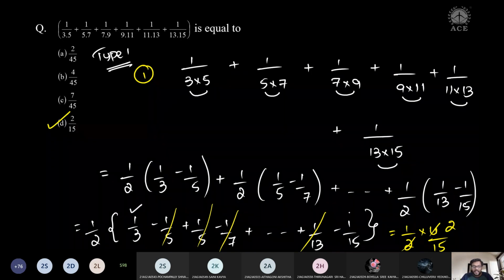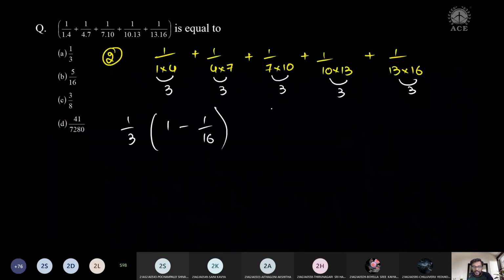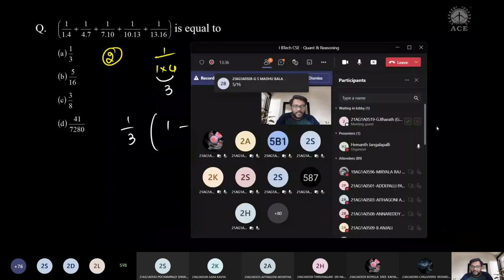Right, so we'll get 1 by 3 into 15 divided by 16, my dear friends, which is nothing but 5 by 16. See this? 5 by 16.